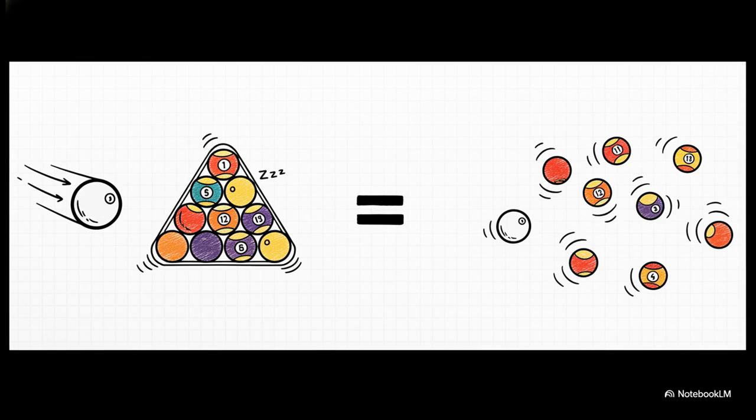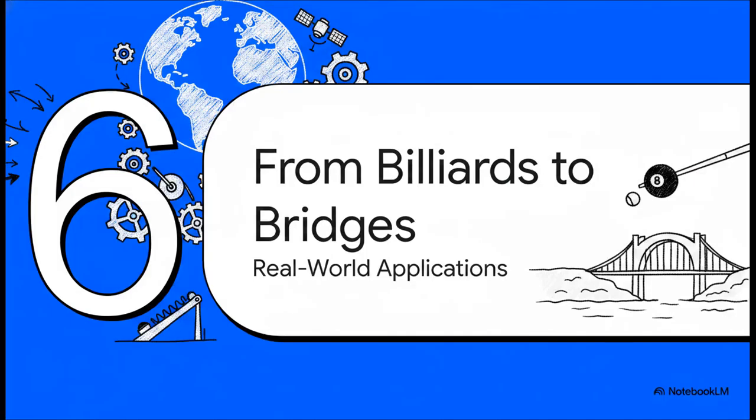So in any kind of collision, think of a game of pool when the cue ball smacks into the others. The total amount of momentum in the system before the crash is exactly the same as the total momentum after. The momentum isn't lost, it just gets passed around between the balls. So we've gone through the language of motion, Newton's master rules, and these big consequences like energy and momentum. But what's the big deal? Why does all this matter?